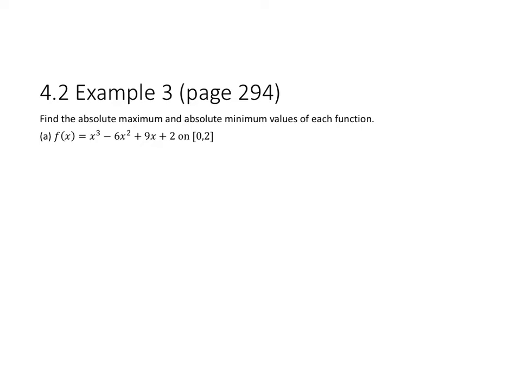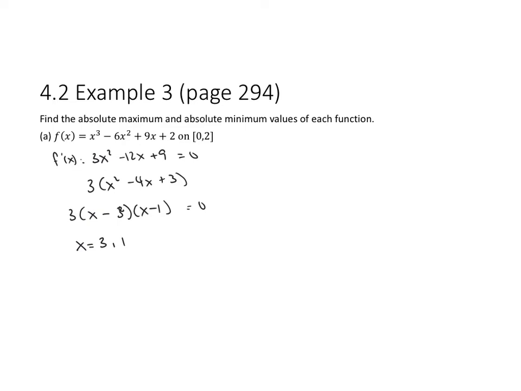It's definitely continuous. I don't have anything worrying me about continuity, such as square roots or fractions. So we're good there, and we have our closed interval of 0 to 2. So let's first find our derivative. F prime of x is going to be 3x squared minus 12x plus 9, and we set our derivative equal to 0. And we already factored this one before, so we're good. X minus 3 and x minus 1. So our critical values are 3 and 1.